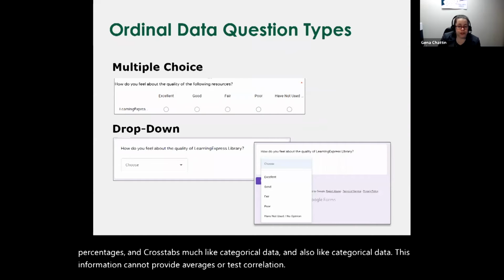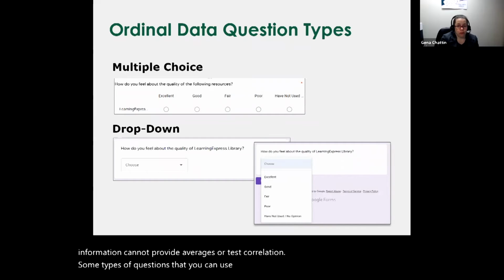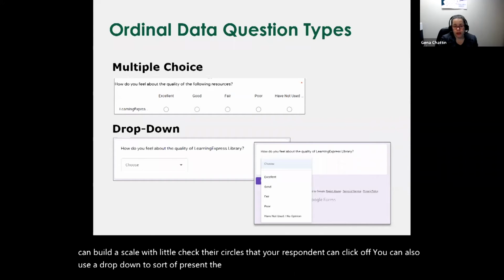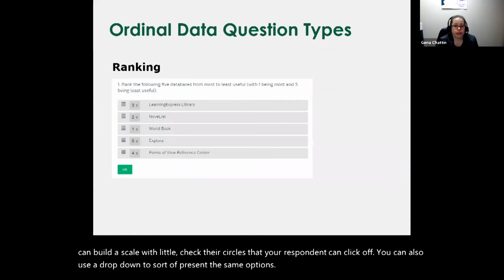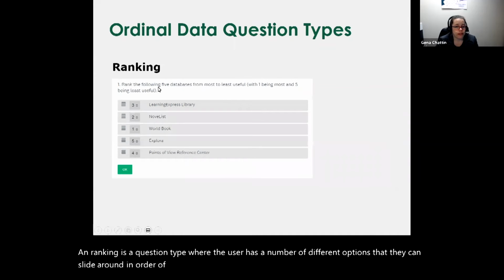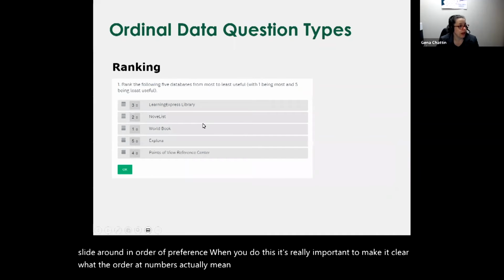Some types of questions that you can use to gather this information are multiple choice. You can build a scale with little checks or circles that your respondent can click off. You can also use a drop down to present the same options. And ranking is a question type where the user has a number of different options that they can slide around in order of preference. When you do this, it's really important to make it clear what the order numbers actually mean so that your respondent is actually answering the way that they think they are.